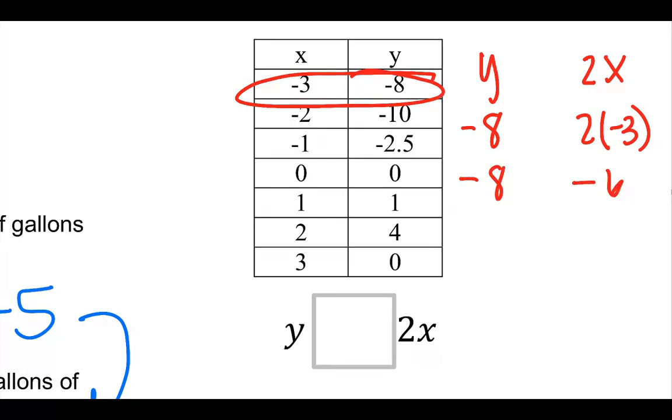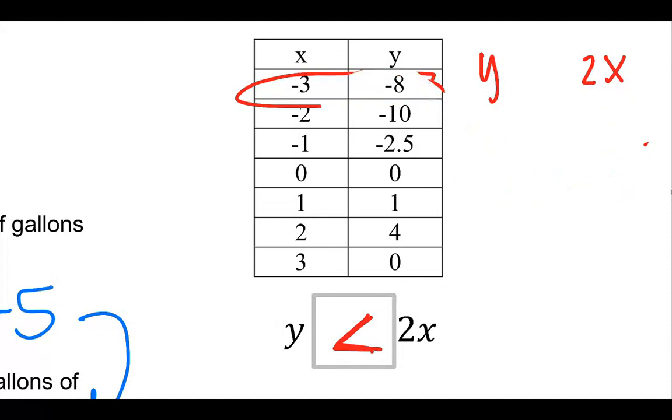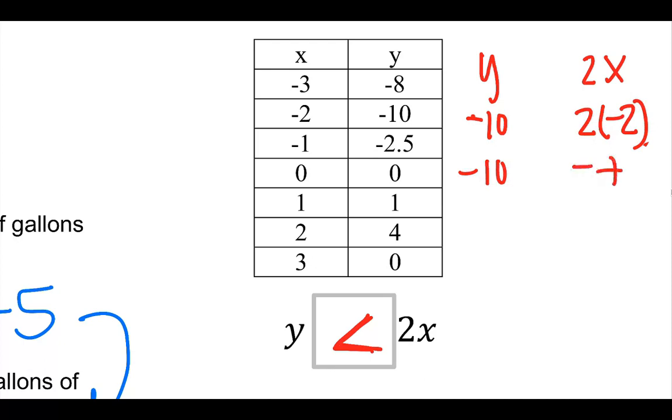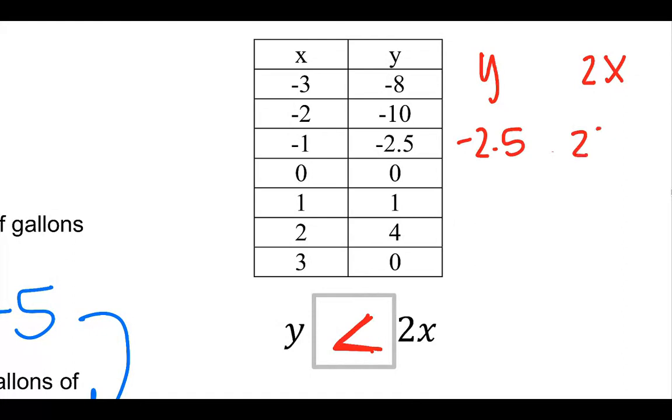Well, I know -8 is less than -6, so right now I'm thinking it's a less than sign. We might have to change it to an equal to, but we'll see. So then if I try the next one, I've got -10, 2 times -2, -4. Again, -10 is less than -4. So I'm still sticking with my gut here. I'll do another one just to make sure. I've got -2.5 and 2 times -1, -2, again, less than.